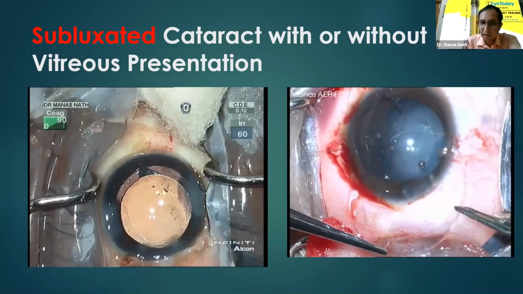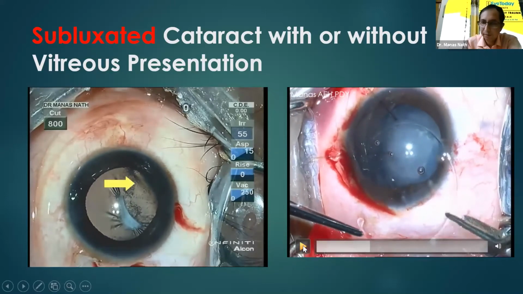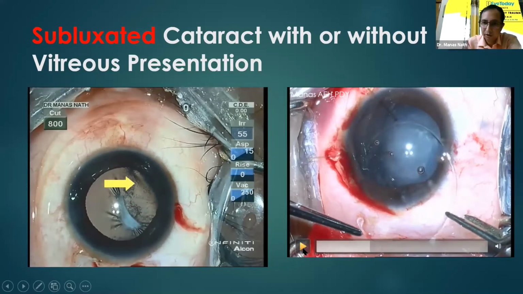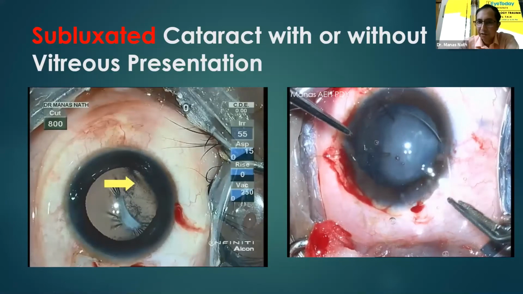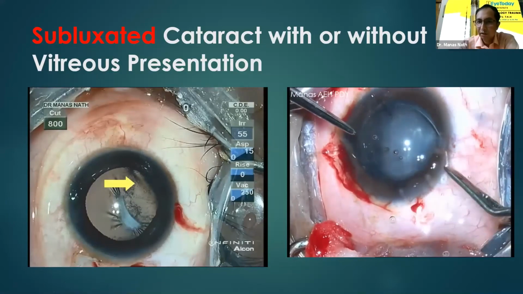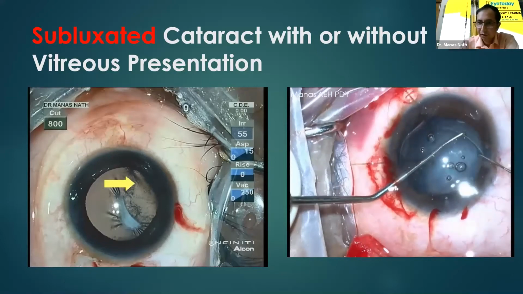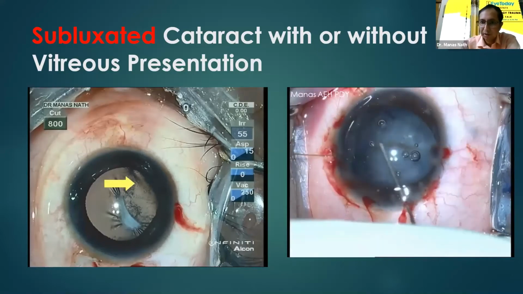Here the pearl is that the CTR should be implanted from the opposite side of the zonular dehiscence so that the leading arm will go within the dialysis area and support it first. As you can see, I'm doing it here. The leading part of the CTR has gone inside the dialysis area first, supporting it, and then the trailing part is inserted with the help of two instruments.